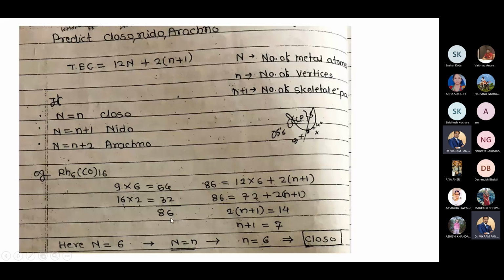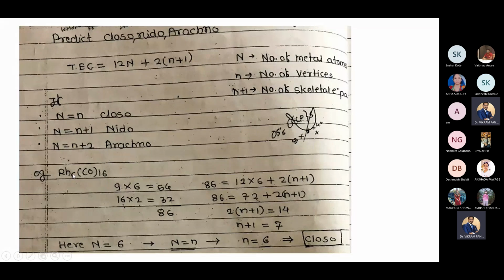It will become 86. So 86 is equal to 12 into capital N. Capital N is the number of metals, 6. So 12 times 6 is 72 plus 2 into n plus 1. The 86 will go here, so you have to subtract, and you will get 14, which is 2 into n plus 1. So n plus 1 is equal to 7.